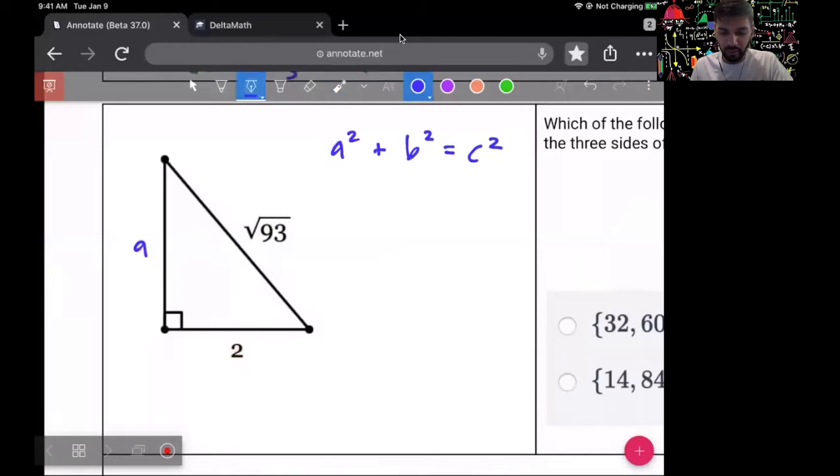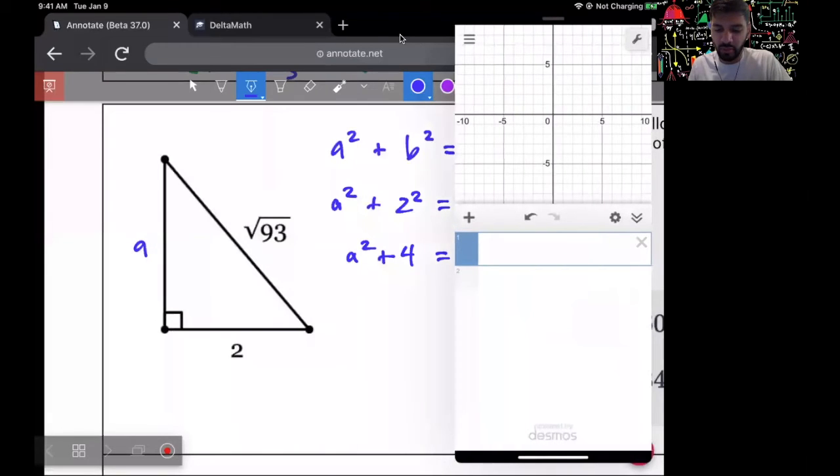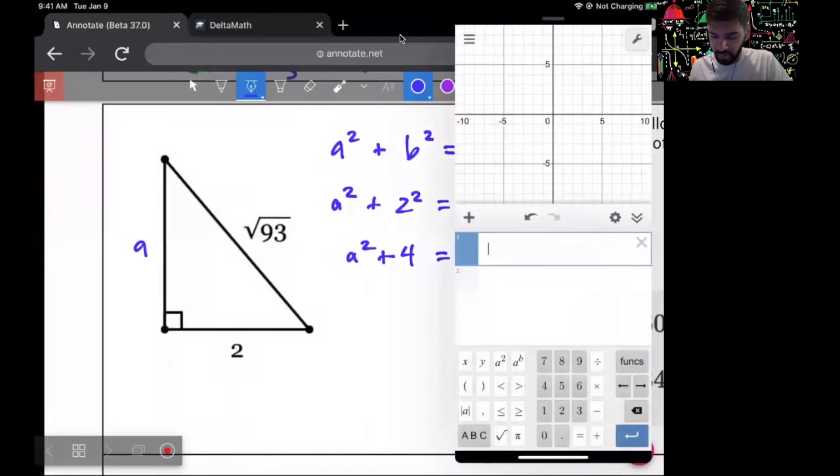B is going to be 2. So I have a squared plus 2 squared equals, my hypotenuse is square root of 93 squared. So that's the setup for it, and you can continue and solve the rest of it. You'd get a squared plus 4 is equal to, now here, square root of 93 times itself, the square root goes away, we're just left with 93. And if you need to confirm that on Desmos, feel free to do so. You just type in square root of whatever, and then put a squared on the outside of it. You notice you get 93 right there.